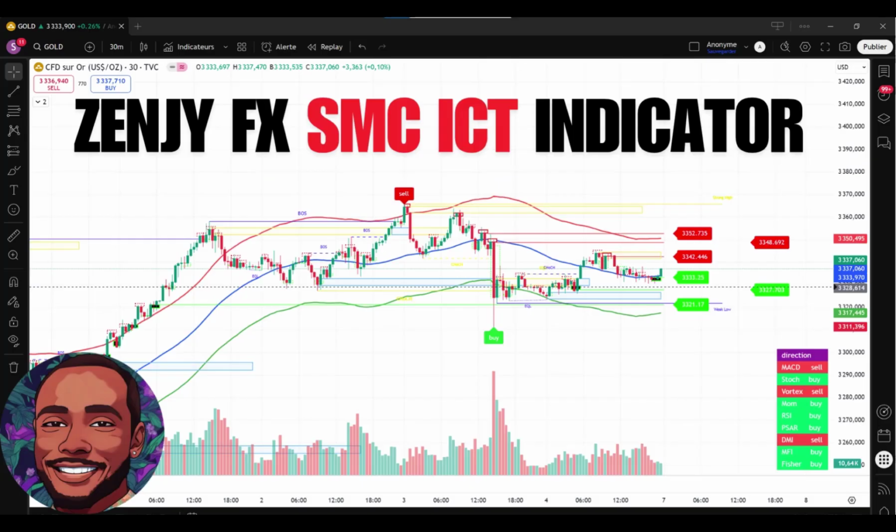The indicator works using an advanced combination of price action and indicator-based filters. It detects when structure shifts using BOS and CHoCH. It identifies liquidity grabs and imbalance zones. It uses over 10 technical indicators to confirm each signal, including MACD, stochastic, momentum, RSI, DMI, MFI, Fisher transform, and more. You'll always know when the market is giving you a strong setup and when it's best to wait.